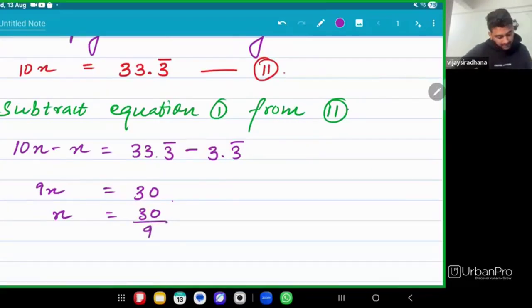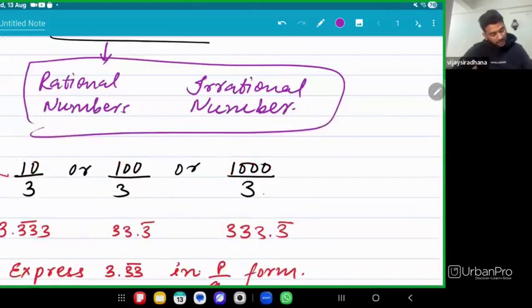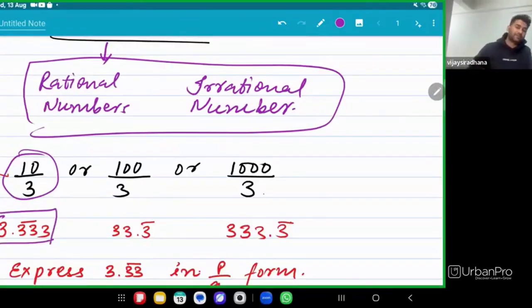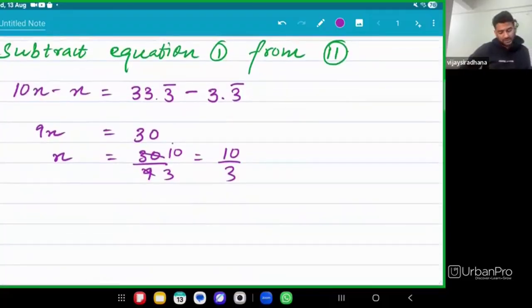Now as it is divisible by 3, we get 10 by 3. So 3.3 bar is 10 by 3. This decimal expansion we can convert back into the fractional value. We'll do another question also on decimal expansion.